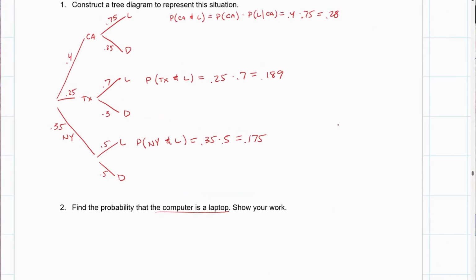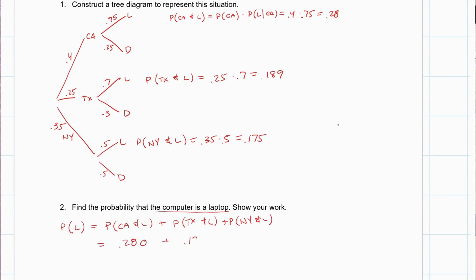All right? So what's the probability of it being a laptop? Well, the probability that the computer is a laptop will be the probability that it's a California laptop plus the probability that it's a Texas laptop plus the probability that it's a New York laptop, which is 0.280 plus 0.175 plus 0.175. Adding these up, it looks like about 64.4% are laptops.